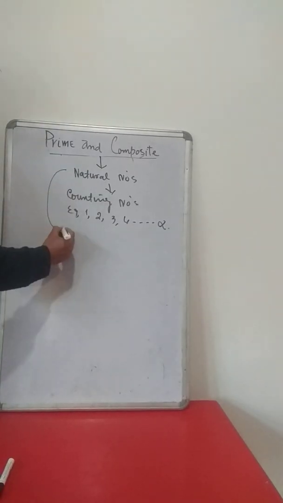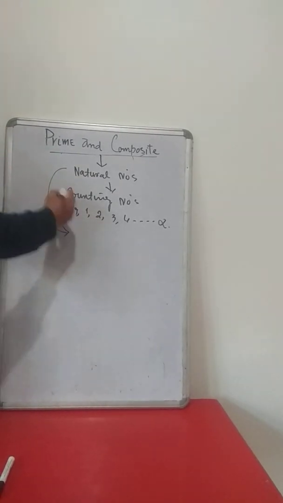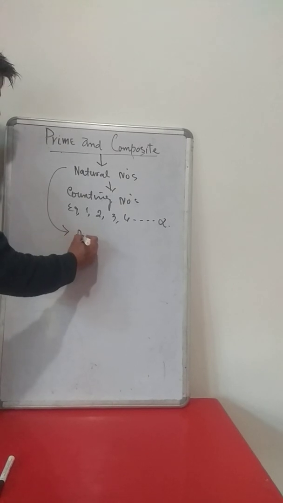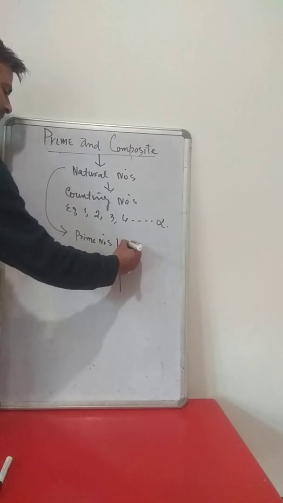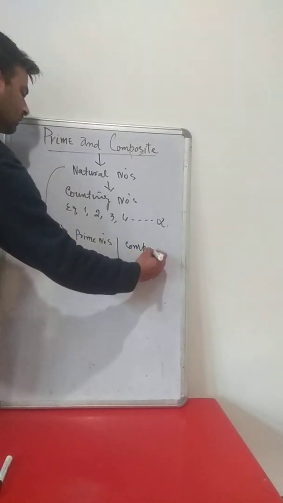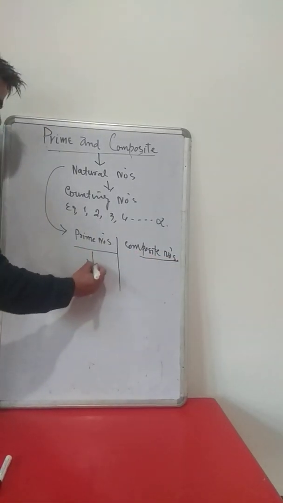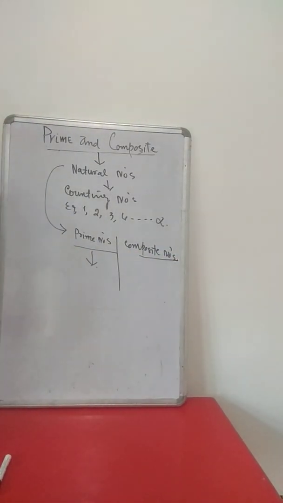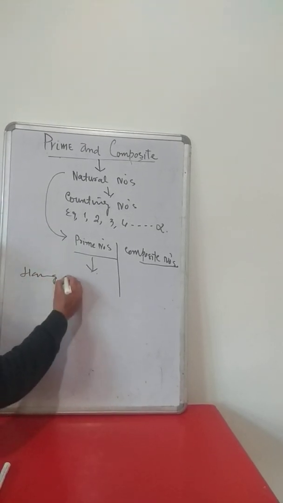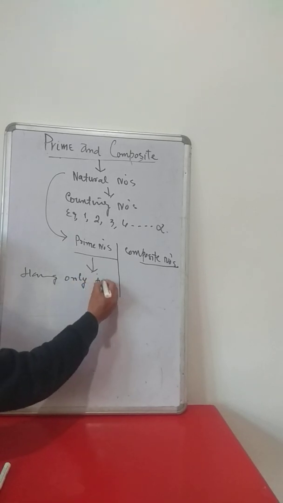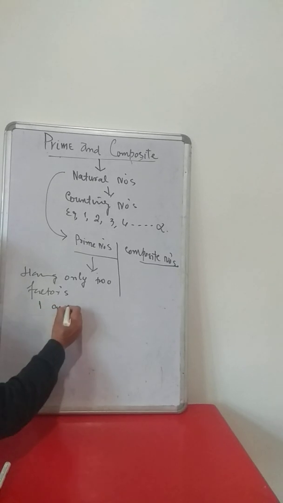All natural numbers, or all counting numbers, are classified into two main groups: prime numbers and composite numbers. Now students, let us first see what are prime numbers. Prime numbers are the numbers having only two factors: 1 and the number itself.